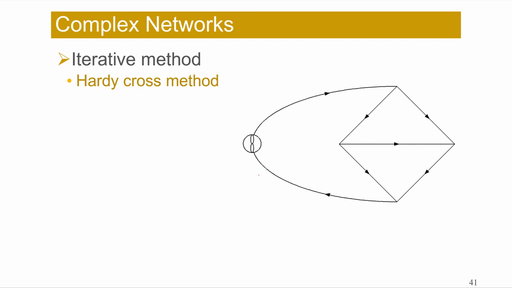Finally, we have talked about how to solve a simple ventilation network. But what is a complex ventilation network? Look at this example. You have a fan here, and the airways are connected like this. There's no way you can reduce this network to one single equivalent airway.